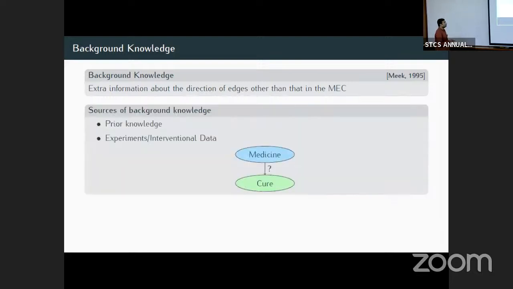In many cases, we get some extra information about the direction of edges other than what is given in the MEC. We call them background knowledge. We get this background knowledge through some prior knowledge or through experimental or interventional knowledge. For example, if in an MEC there's an undirected edge between medicine and cure, then we can intuitively say which one is cause and which one is effect.